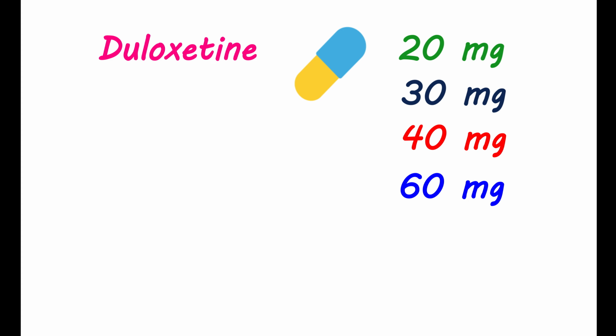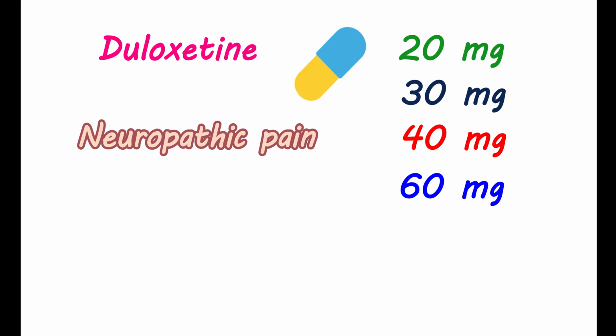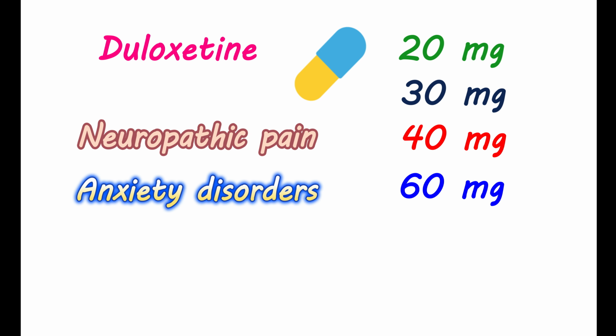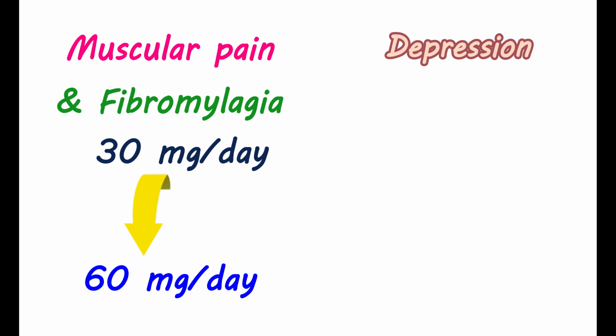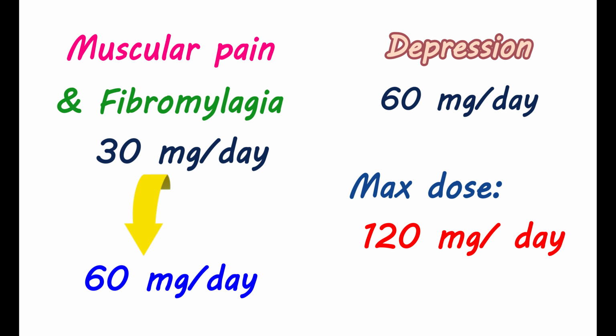It is always started at a low dose, and it is slowly increased to a target dose. For treating neuropathic pain or anxiety disorders, the target dose of duloxetine is 60 milligrams per day, given in divided doses. However, for treating muscular pain and fibromyalgia, it may be given initially at a dose of 30 milligrams per day. After 1 week, the dose may be increased to a target daily dose of 60 milligrams.